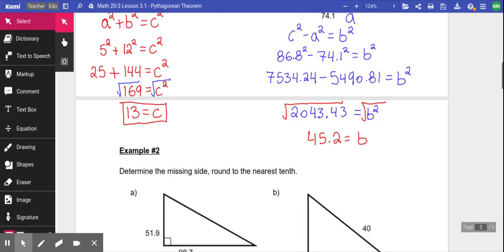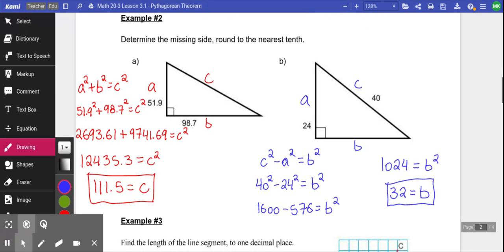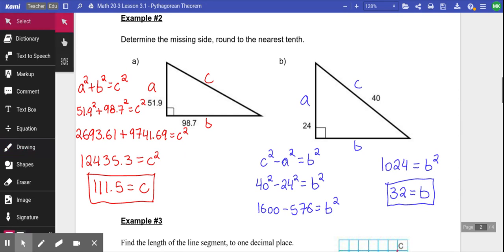The next two questions are for you to try on your own. So I'll give you a couple minutes. Try those two questions on your own, and then I'll show you the right answer so you can see if you're doing it right. Okay, so the answer both on the board, it looks like most of you got it. So the red one should have been 111.5. B should have been 32.